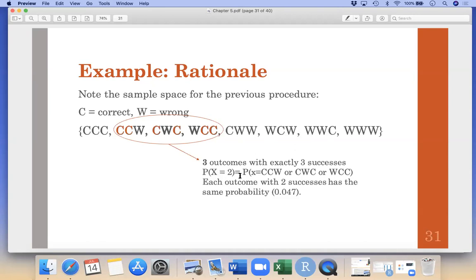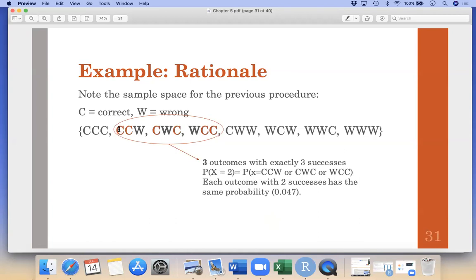P(X = 2) is what? This one or this or this. We have 3 ways. Okay, so each of these 3 values, each outcome with 2 successes, has the same probability. Is that correct? Yes. Why?